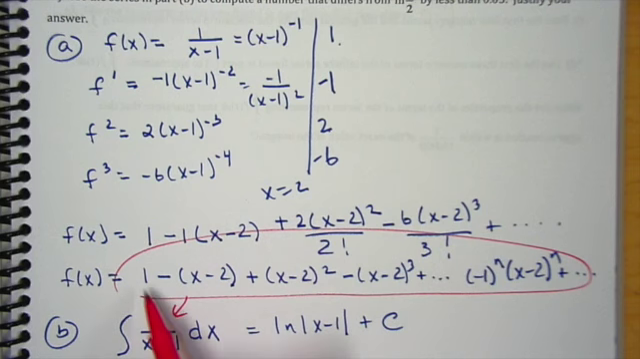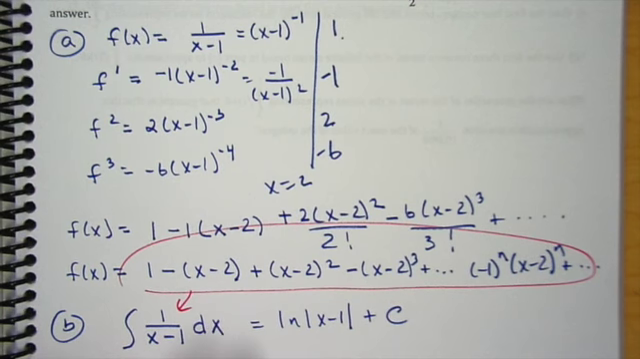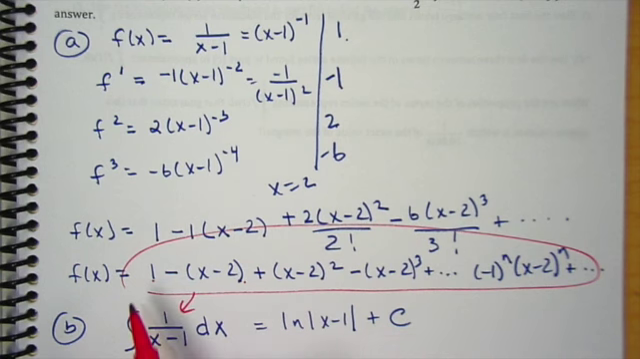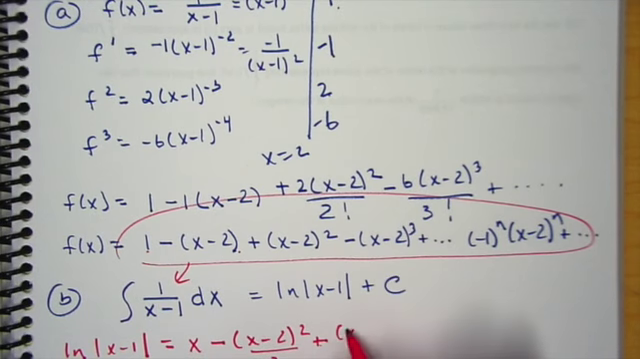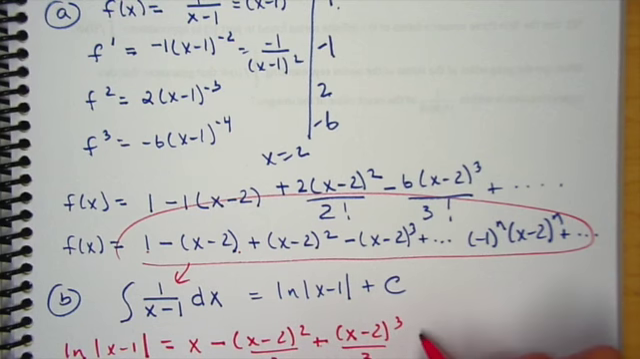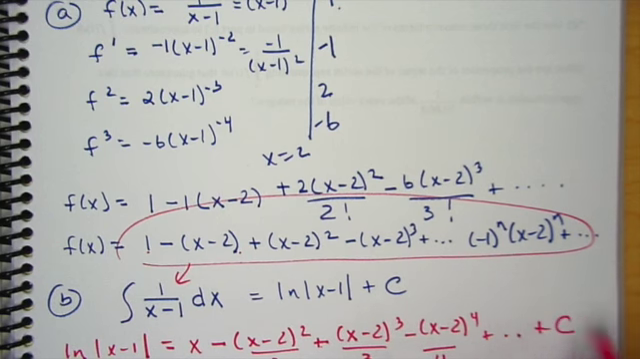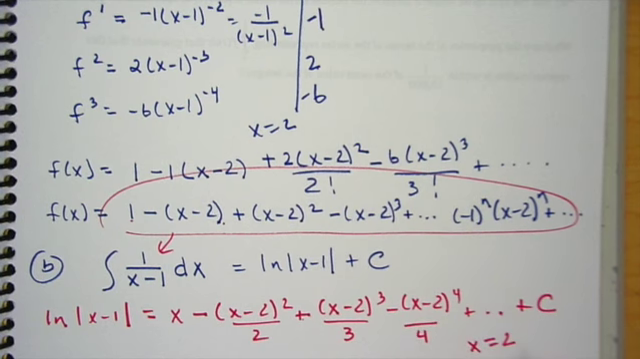So if I integrate this series, I will get to the series for natural log of x minus 1. So ln of x minus 1 is the antiderivative of this series. Antiderivative of 1 is x. Antiderivative of x minus 2 is x minus 2 squared over 2. And keep going: x minus 2 cubed over 3, minus x minus 2 to the 4th over 4. And don't forget now, you will need that plus c. Okay, what you want to do to find that plus c is pick a point to use. Always use the center, that's the easiest to work with. So I'm going to plug in x equals 2.